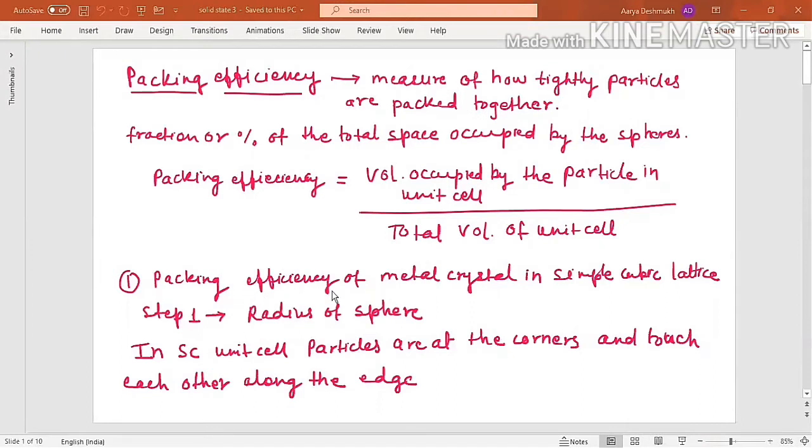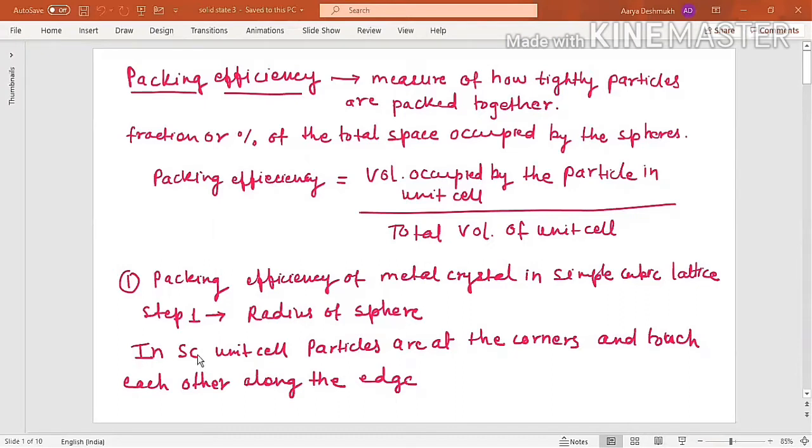Now, packing efficiency of a metal crystal in a simple cubic lattice. We'll first start with the simple cubic lattice, then go to the body centered and then the face centered cubic lattice. This can be explained stepwise. In the first step, we should know the radius of the sphere. Sphere means nothing but the constituent particle.